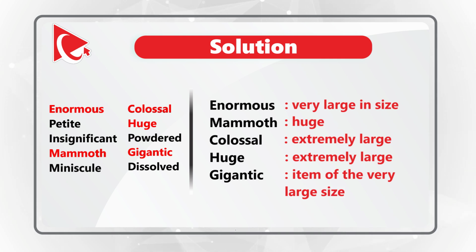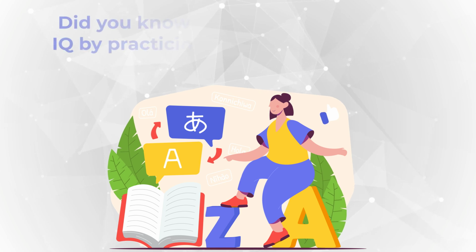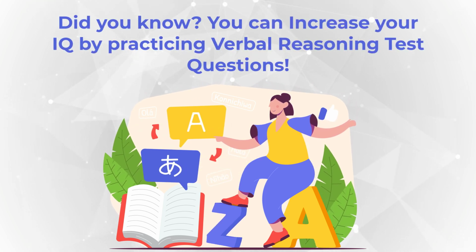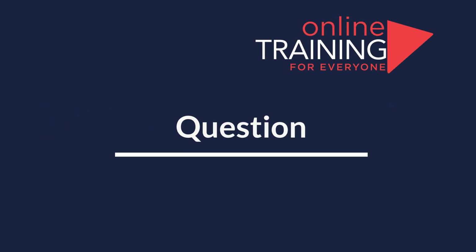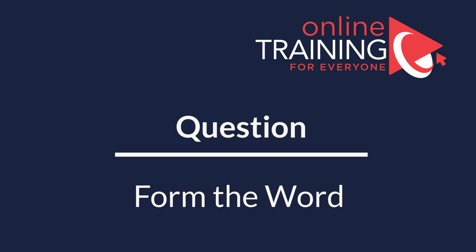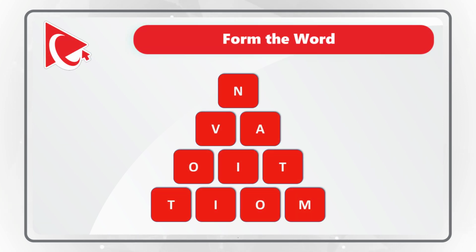And finally, something you may or may not know. Practicing questions like this not just helps you increase your English dictionary, but also increases your IQ. One of the very hard challenges is forming words using a certain number of letters of the English alphabet. In this question, you're presented with 10 letters, and you need to form a word using all the letters only once. The letters are N, V, A, O, I, T, T, I, O, M.